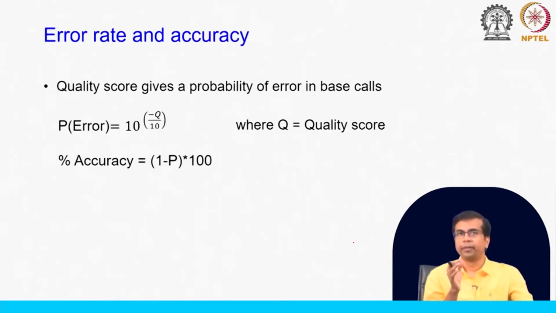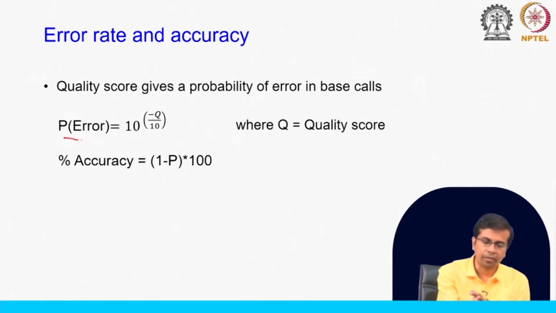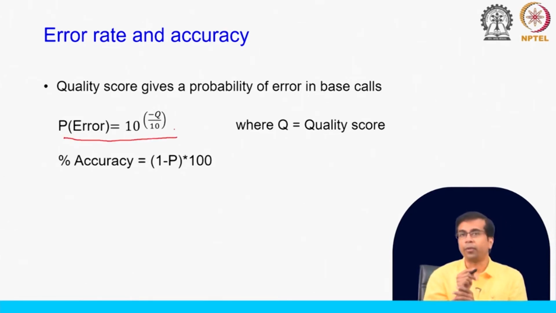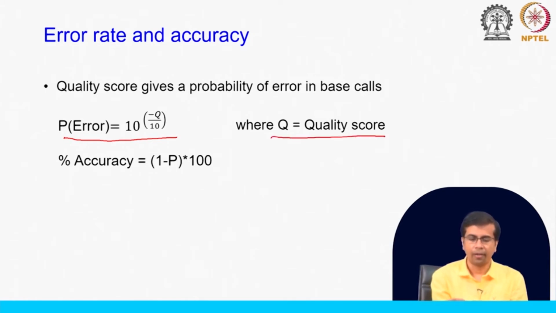Now, how is this quality score important? This quality score gives a probability of error in the base calls. Looking at the quality score we can tell what the chance is that this base is wrongly called, that this is not the right base. So, you see this formula here: the probability of error is given by 10 to the power minus q by 10, where q is the quality score.